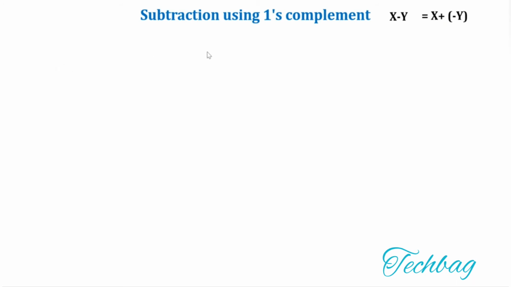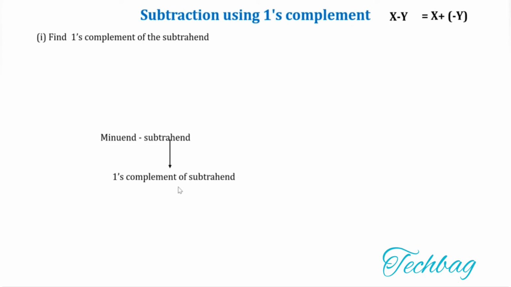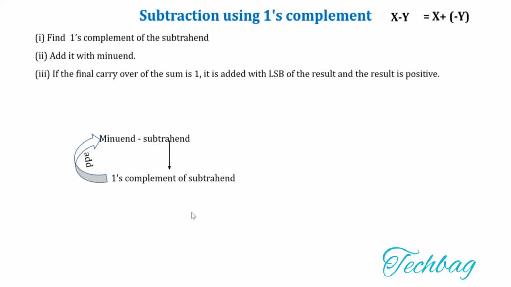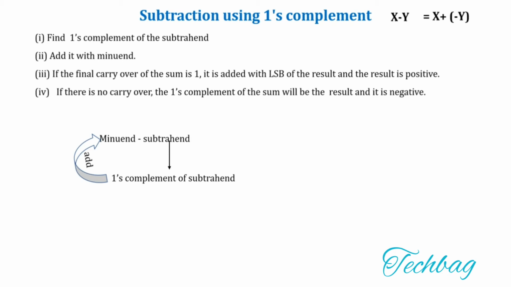Let us see the steps involved in subtraction using 1's complement. First step, you have to take the complement of the subtrahend. Here you have to take the 1's complement. Then this 1's complement of the subtrahend is added with the minuend. After addition, if you get any carry at the most significant bit, then you have to add that carry to the least significant bit of your result, and the result is positive. If there is no carry, you have to take the 1's complement of the sum, that will give the result, and the result is negative.